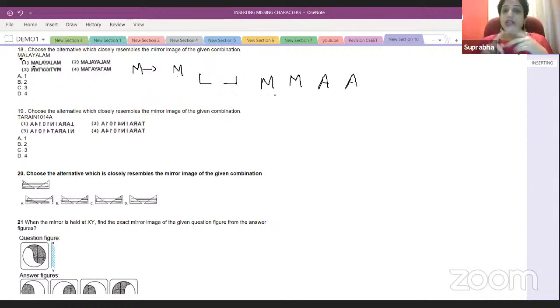So if it is clear, we'll move on to the, yes, for this answer is 2. Yes. Second one is the answer, that is the exact mirror image. So moving on to the question number 19. Question number 19. Here you have alphabet plus number option. Alphabet plus number.